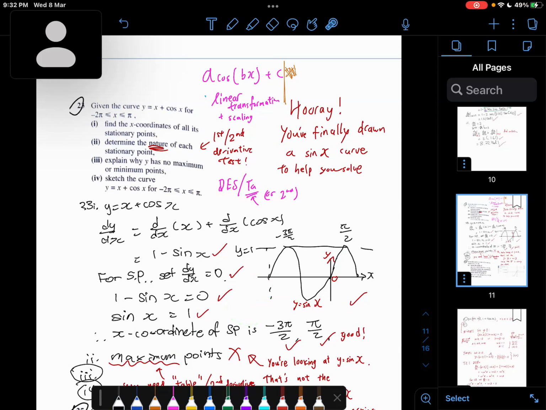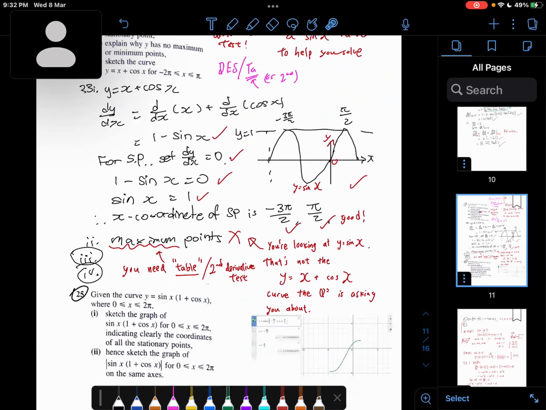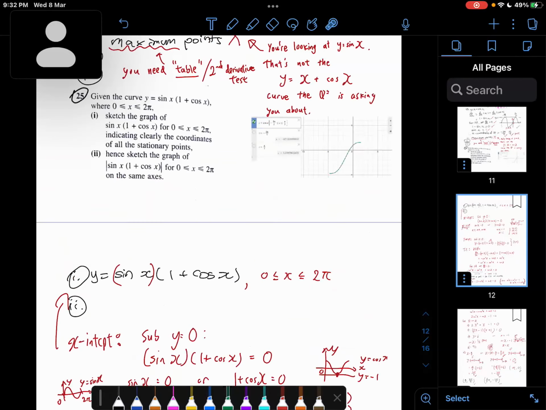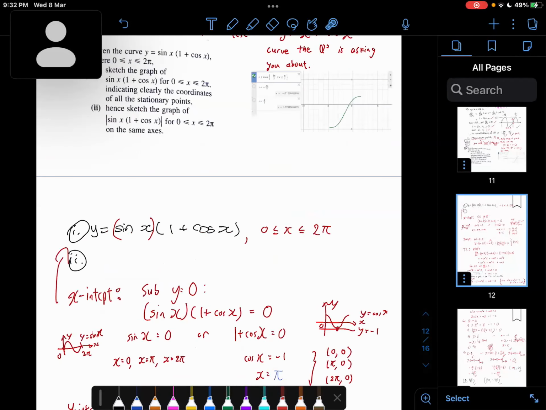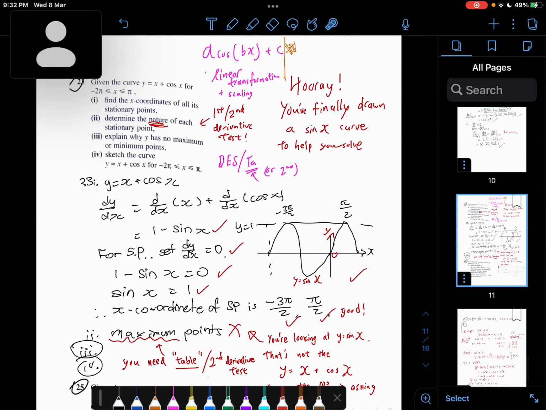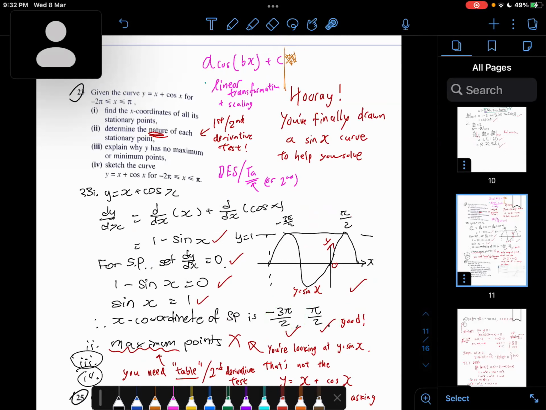But that is the derivative, right? Actually, no, that's not even the derivative. It's just a sin x curve. That's not x plus cos x, so you cannot tell the nature of the stationary point. So you need to do a first derivative test. I think I did not do it for you. Let me see. Yeah, I didn't do it for you. I'll leave you to try on your own. Go ahead and do the first derivative test on your own on these two fellows. Figure out maximum or minimum.